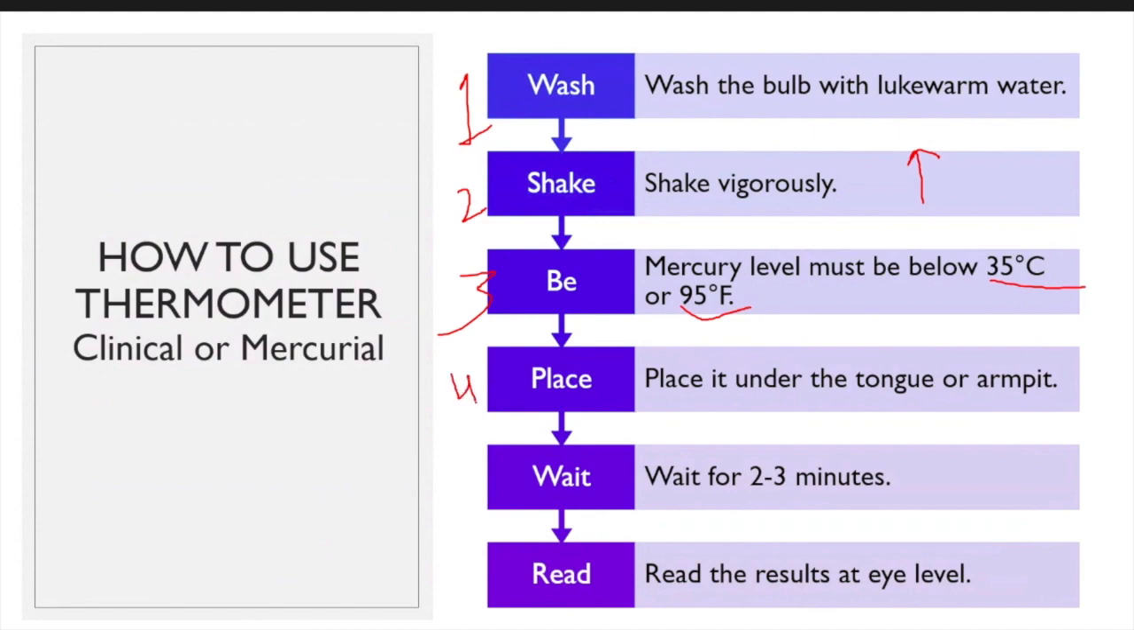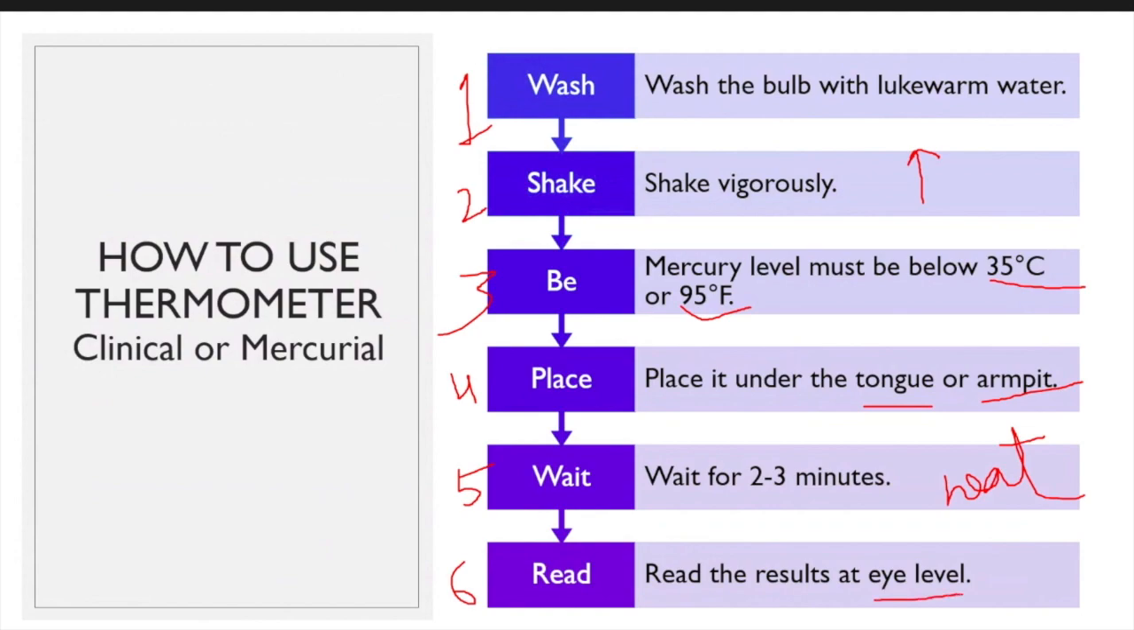The fourth step is that we have to place it under the tongue or the armpit. And remember one thing, only the bulb should be placed in the mouth instead of the glass portion. The fifth step is that we have to wait for 2 to 3 minutes, because by that time the mercury will absorb the heat of the body, which will cause expansion of the mercury and it will rise. And the last step is we need to take out the thermometer from the mouth and read the result at eye level.